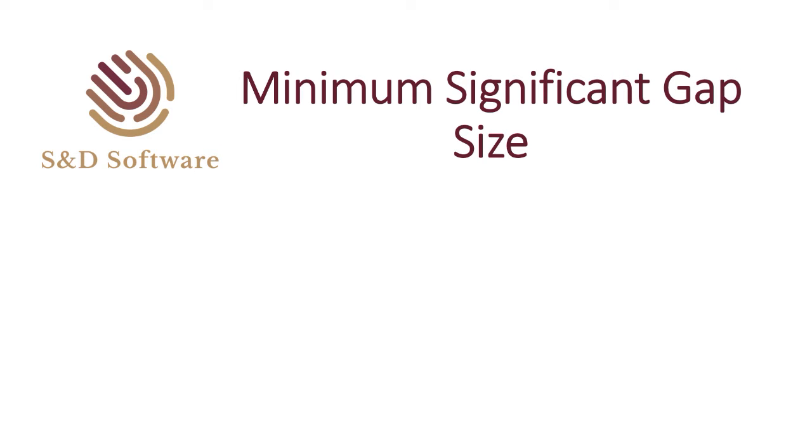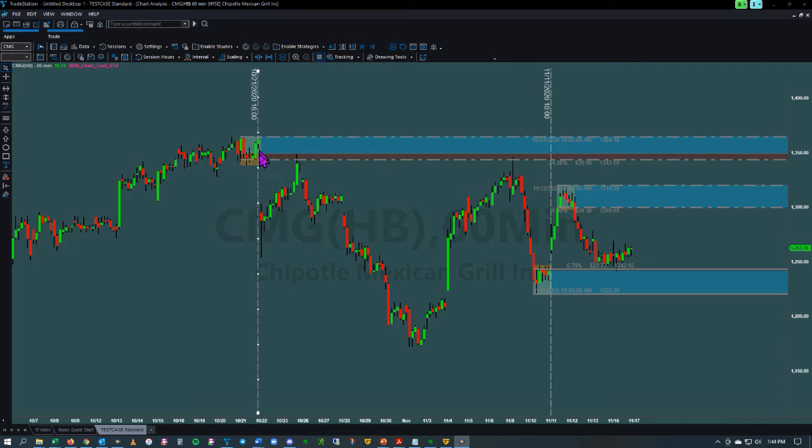In this segment, we're going to talk about the minimum significant gap size. So when you have an asset that has a lot of gaps, like you might see on certain stocks, you can see here that we have a gap down out of supply, and here we have a gap up out of demand. So when we use the feature to include the gaps, there is a minimum significant gap, and that is based on a percentage of the ATR.